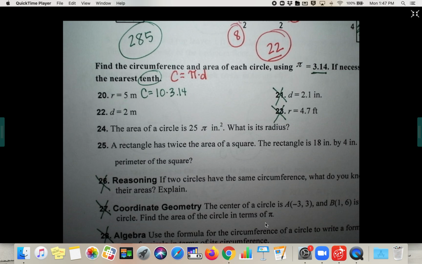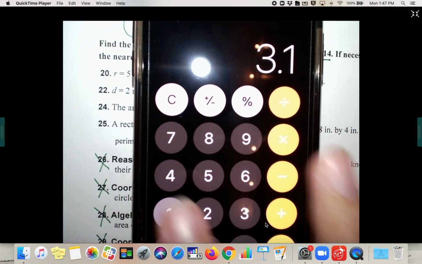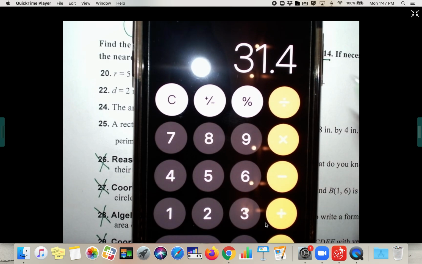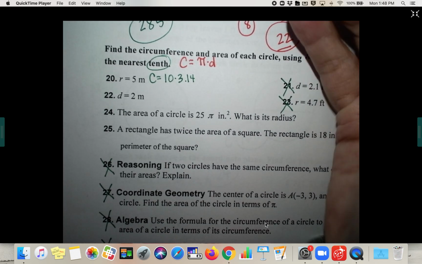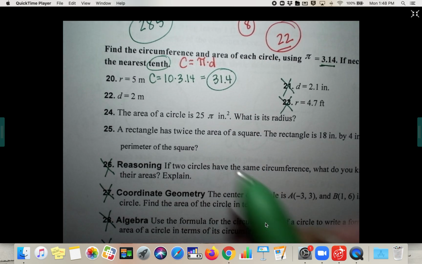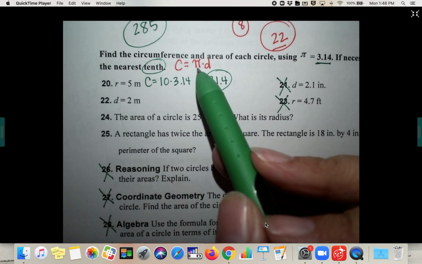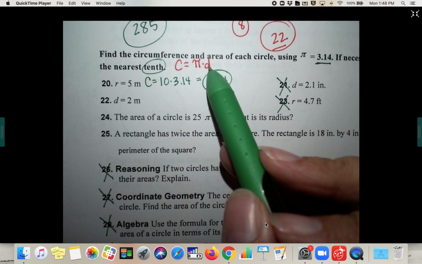So 10 times 3.14, or you could have just moved the decimal point, is 31.4, and we don't need to round it to the tenths place because that's all we've got is a tenths place. So 31.4 is our answer there. Okay, on number 22, it gave us the diameter already, so we can just plug 2 in right here for the diameter.